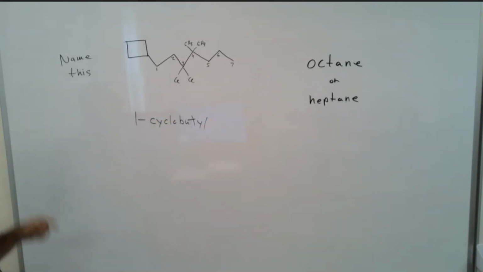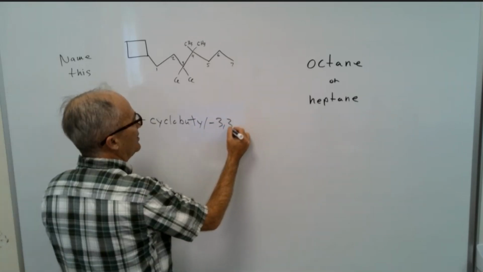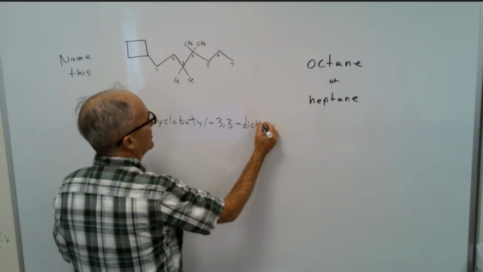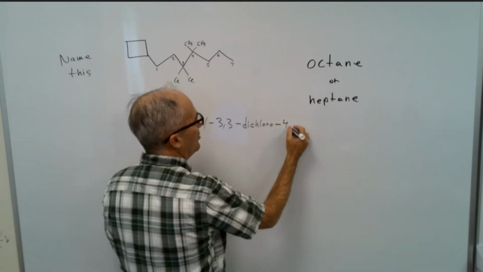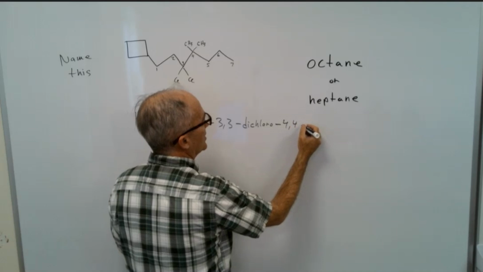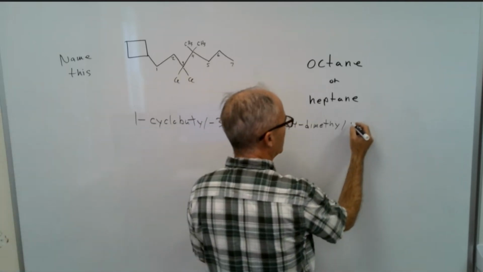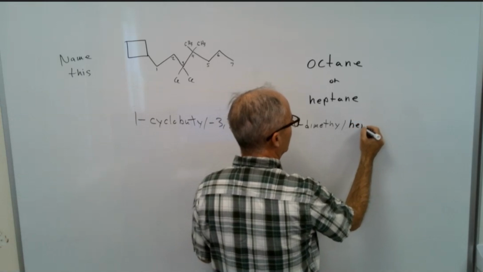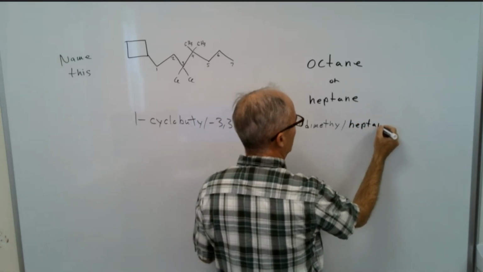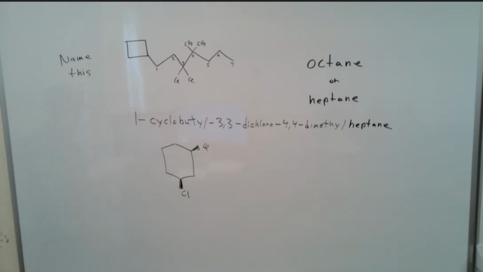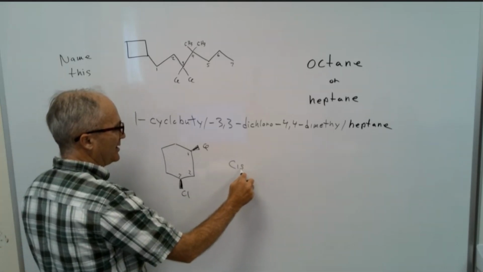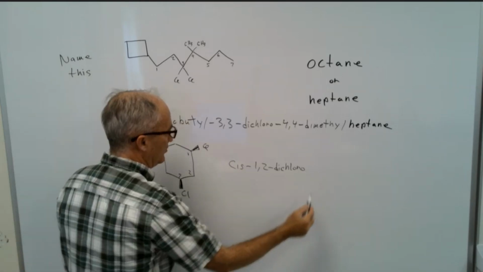So we're going to say we have 1-cyclobutyl, and then chloro, methyl, 3-dichloro, 4-dimethylheptane. How would we name this? Yeah, they're both on the same side of the ring. It's 3 and 2.